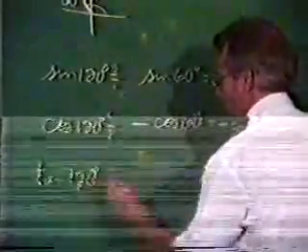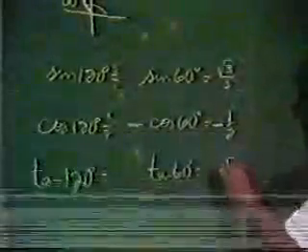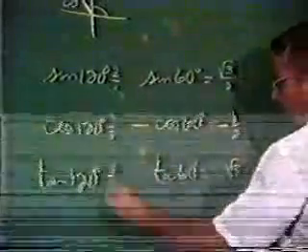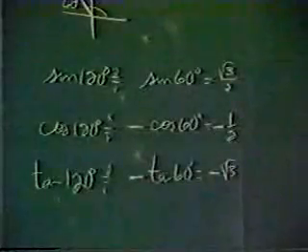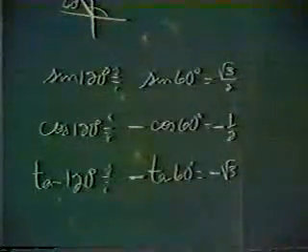The tangent of 120 degrees is the tangent of 60 degrees, which is the square root of 3. It's in quadrant 2, and that's y over x. That's positive over negative. That's negative. And so that's minus the square root of 3.